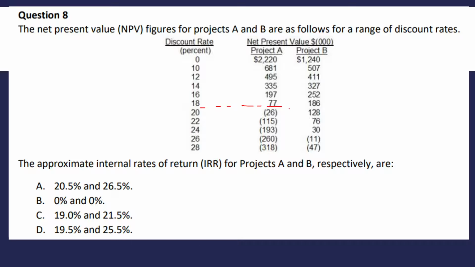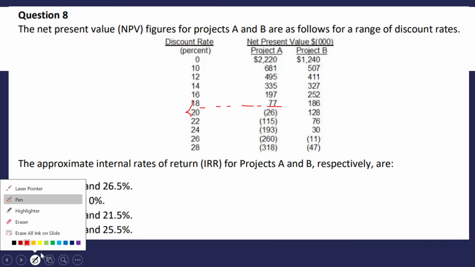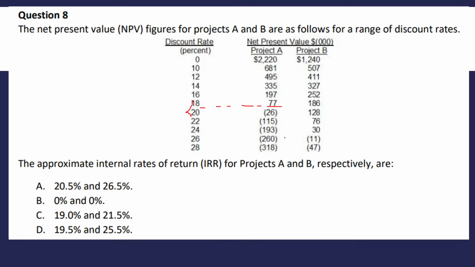Notice that Project A will shift from positive to negative. So the IRR is somewhere between 18 and 20. In the case of Project B, that number would be somewhere between 24 and 26. Tama, no? Sa 24, positive yung NPV. Sa 26, magne-negative yung NPV. So the range must be somewhere between 24 and 26.